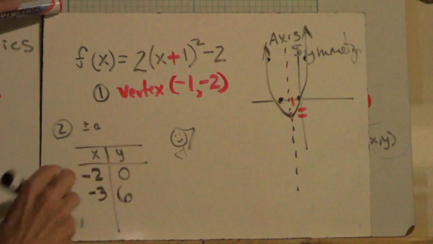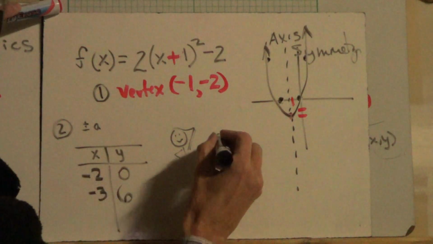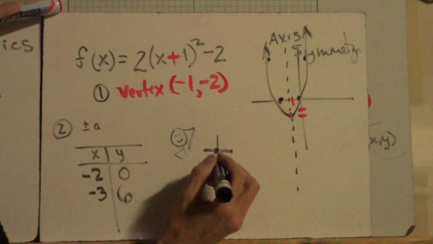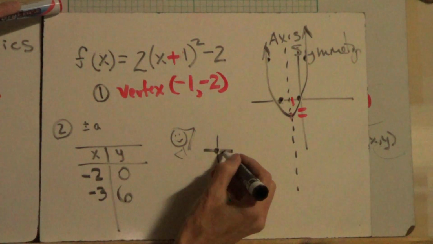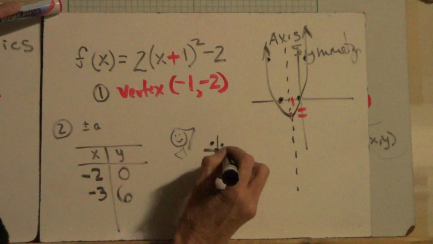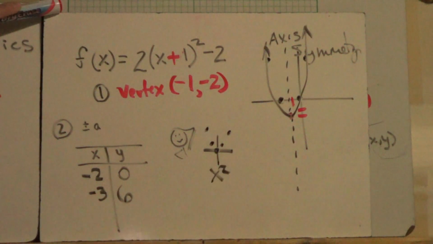Now, here's the other way you could have done it, other than plugging in points, is if you remember back to the parent function, you have to think through this one for a minute. Remember how we did the parent function, it was at 0, 0, then we'd go over 1, up 1, and then we'd go over 2, up 4, because parent function was just squaring your input.